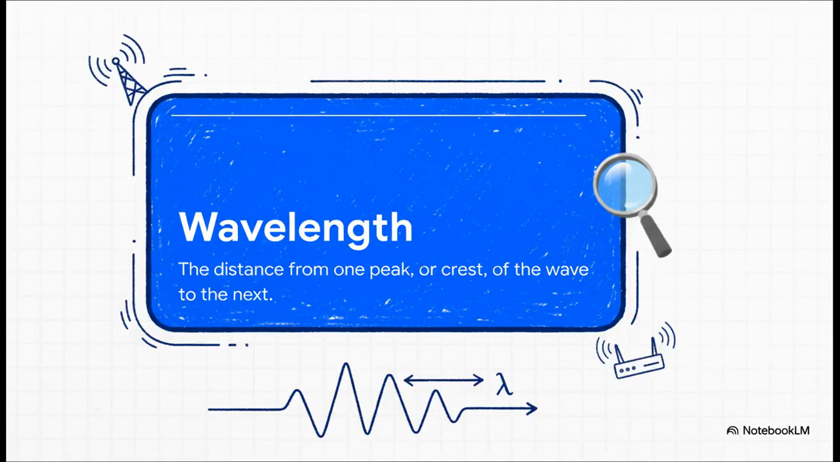Right, so if frequency is how fast the wave is wiggling, then wavelength is how far it actually travels in one of those wiggles, from one peak to the next. Now, these two ideas are totally linked, and they are absolutely key to understanding how your Wi-Fi really works, which actually brings us to our next slide.